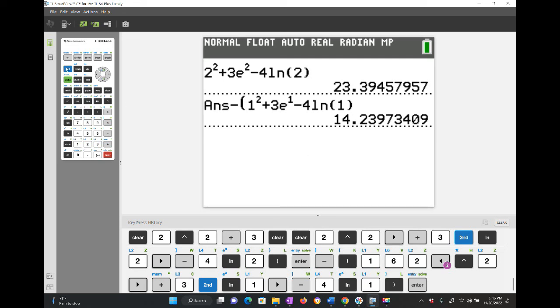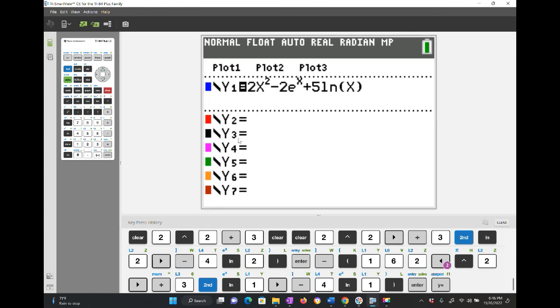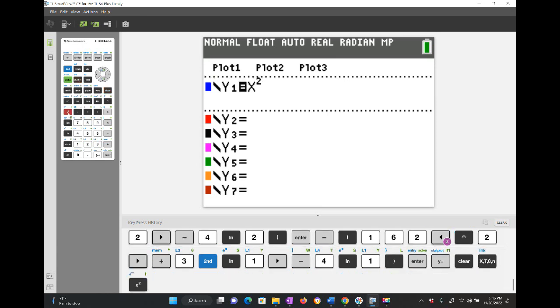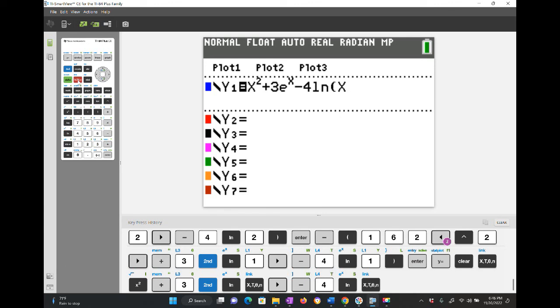Here's my suggestion. If you do get a hold of a TI-83/84 calculator you can use in class or for homework, go to y equals, and what I'm going to do now is x squared plus 3e to the x. So second e, I'm just going to put in x, no smart stuff here, minus 4 natural log x again, leaving it nice and open.